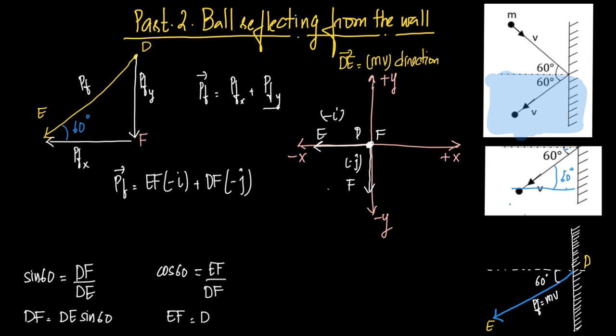Wait, is there a mistake here? Oh, sorry, it's not df, right? It's de. Okay, so we have ef equal to de into cos 60. And now let me erase these things.